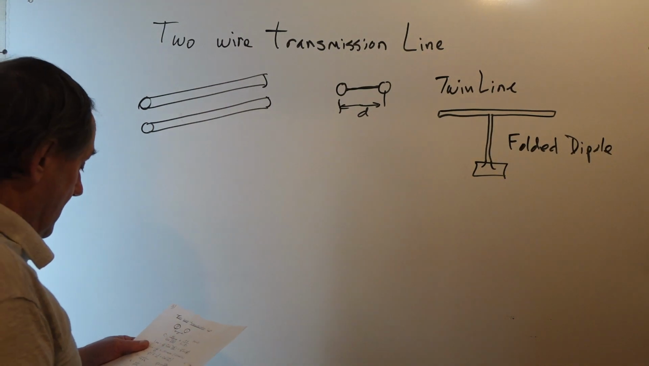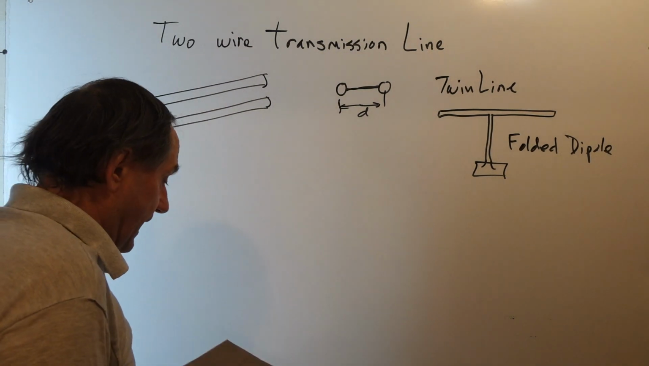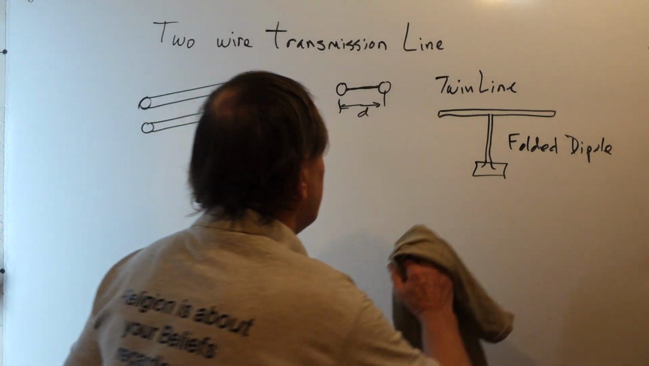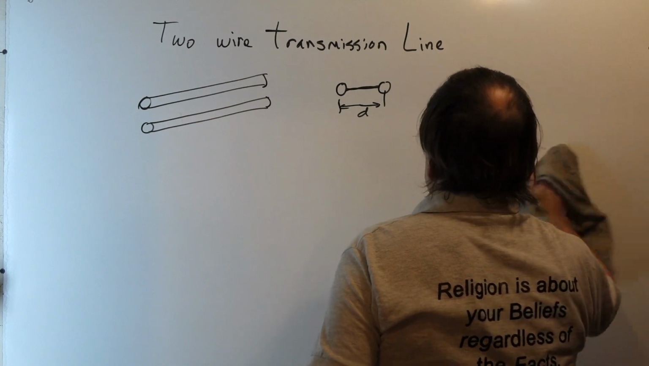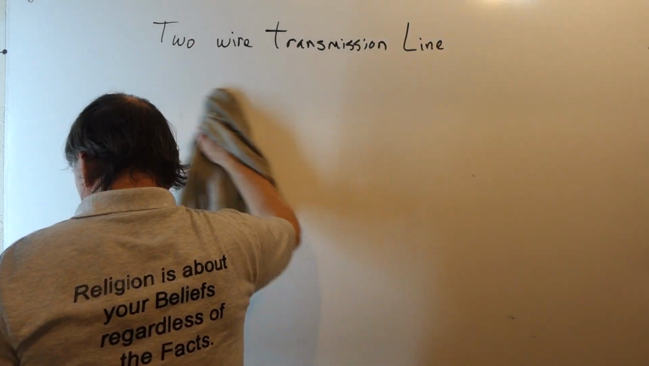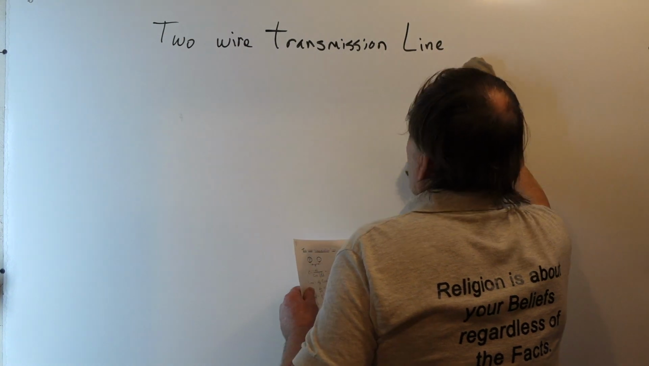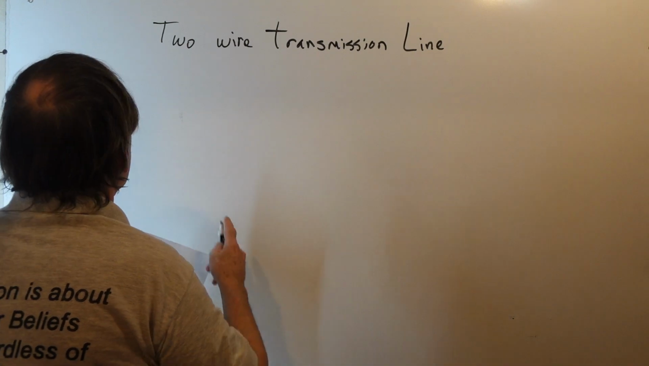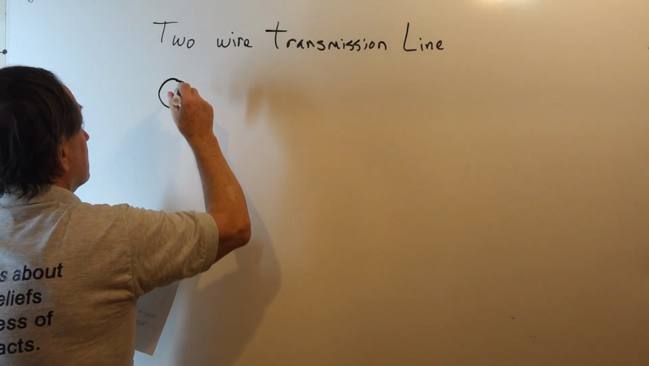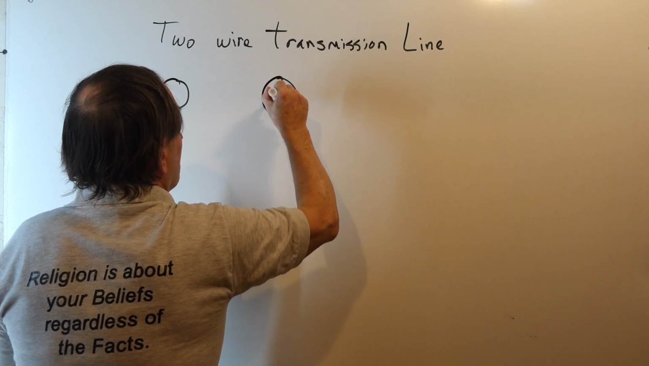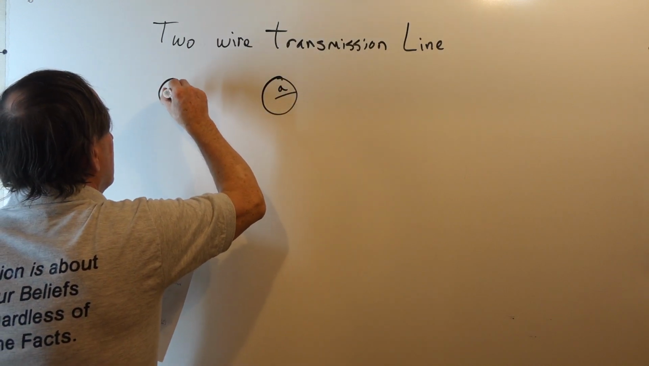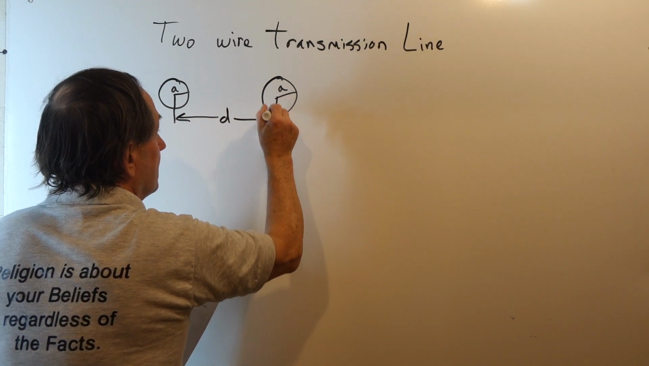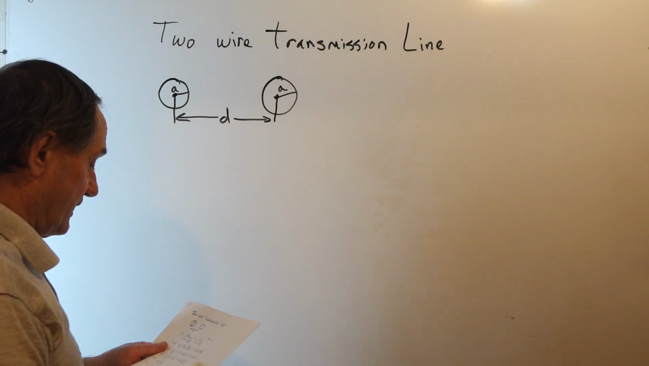Now, I'm not going to derive the formulas. I'm just going to give you the equations and work with those for capacitance, inductance, and resistance of a two-wire transmission line. Let's say we have two conductors, both of radius a, and their separation distance is D. That's the center-to-center separation distance.